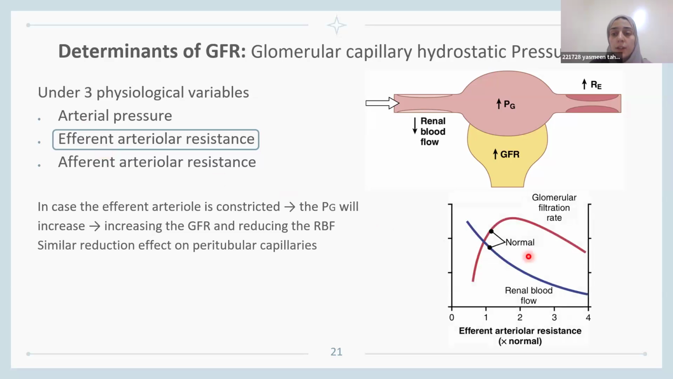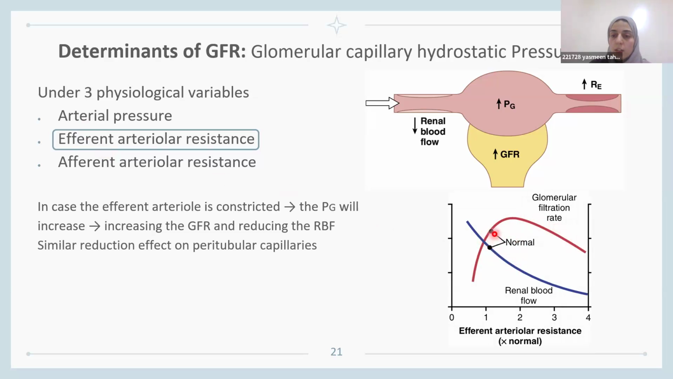However, this effect is only to a certain point. It increases resistance of the glomerular capillaries up to a certain point, before the renal blood flow becomes so reduced that the glomerular filtration rate actually decreases. So here is the normal.